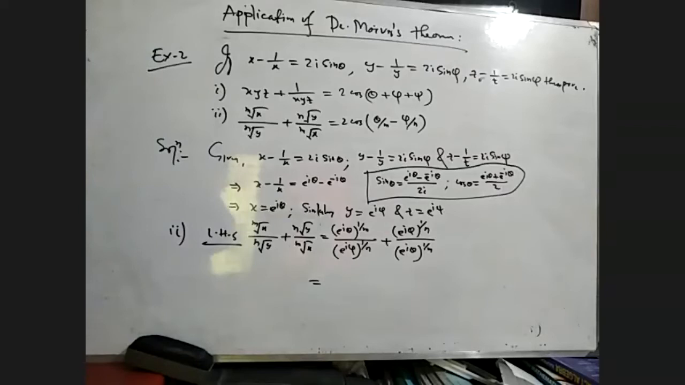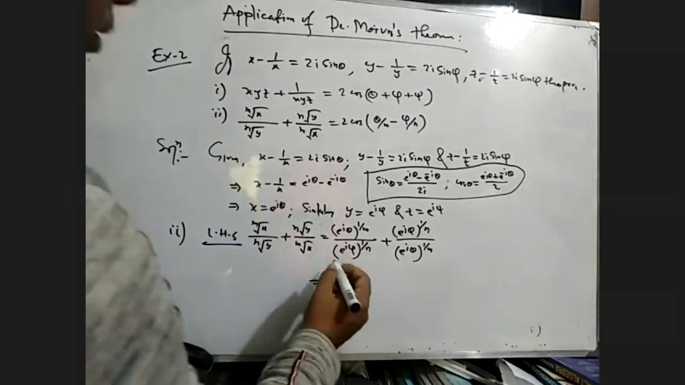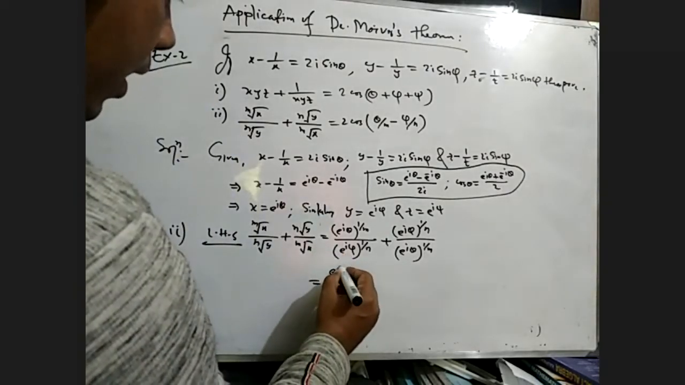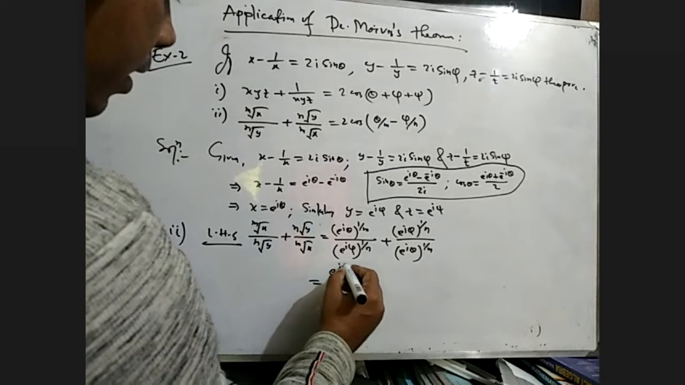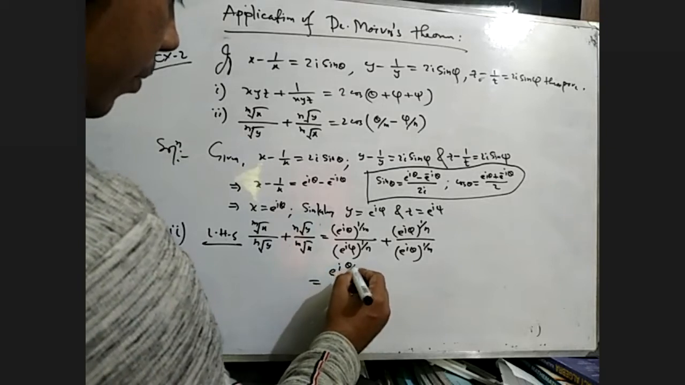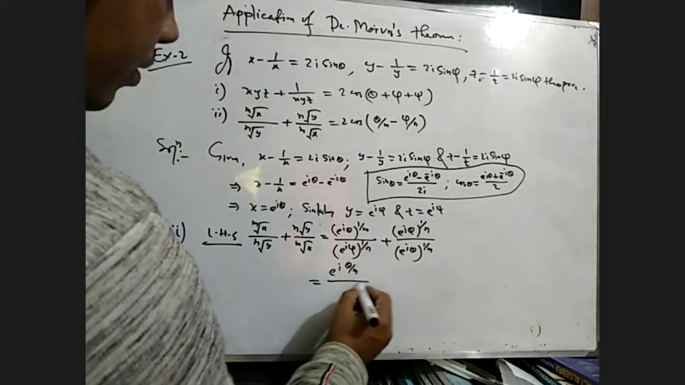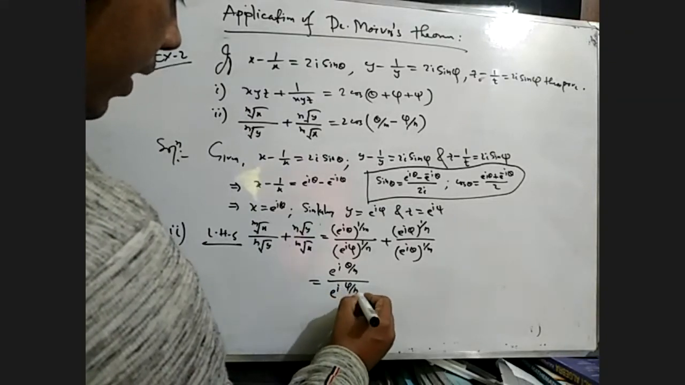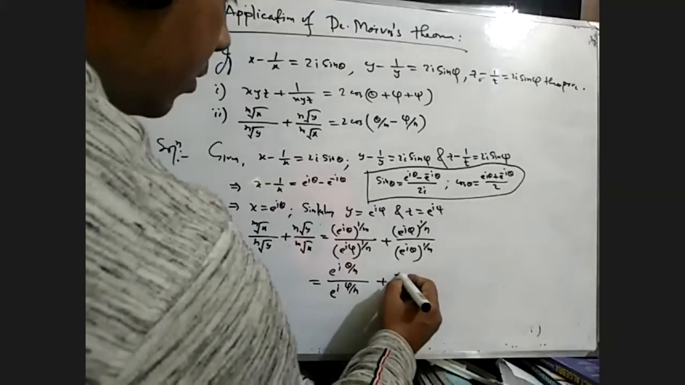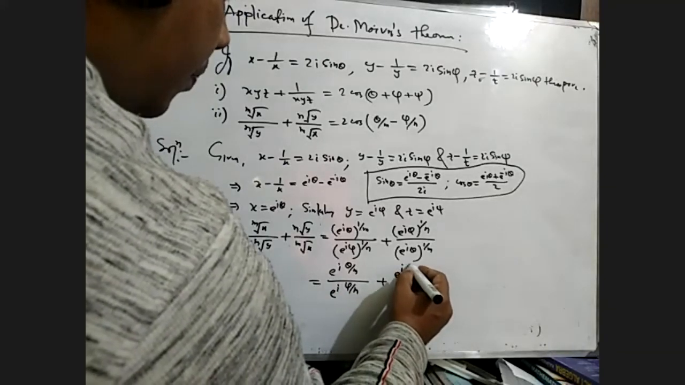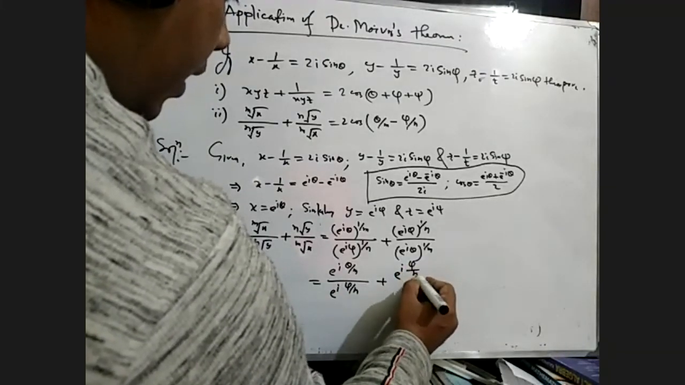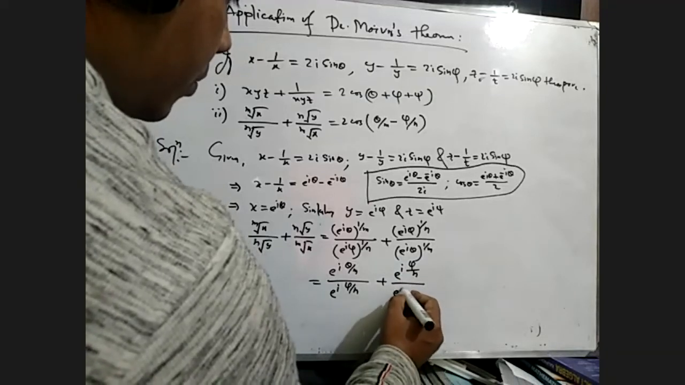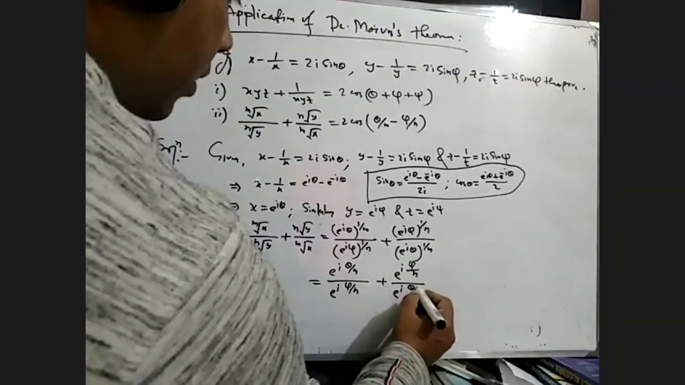So this can be written as e to the power i theta by m. Okay. Similarly, e to the power i pi by n plus e to the power i pi by n over e to the power i theta by m.